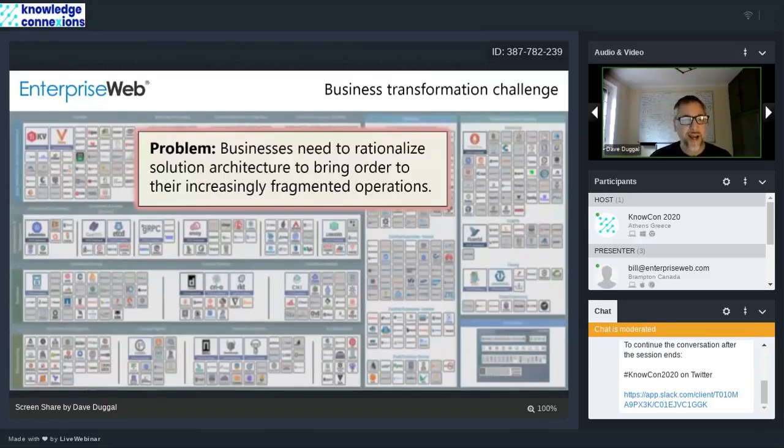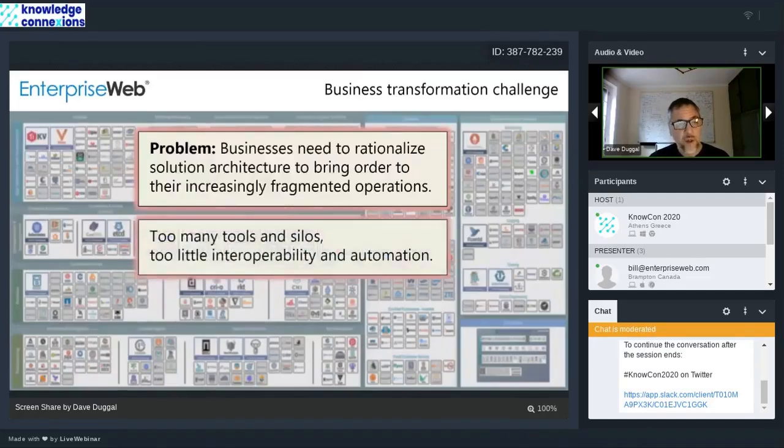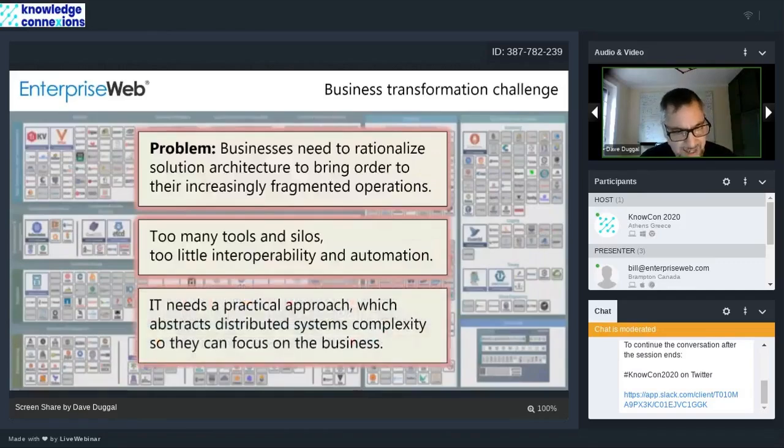So businesses need to rationalize solution architecture to bring order to the increasingly fragmented operations. And of course, this is the problem space, and our solution space, which I'm going to focus on, is graph. There are too many tools and silos, and too little interoperability and automation. So IT needs a practical approach which abstracts away this distributed systems complexity. It's just too darn hard, right?